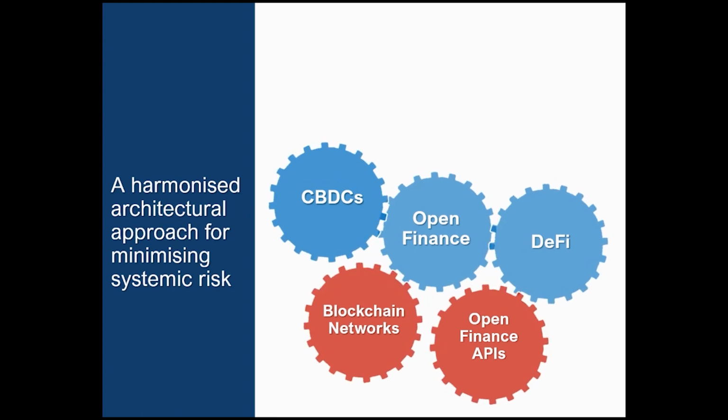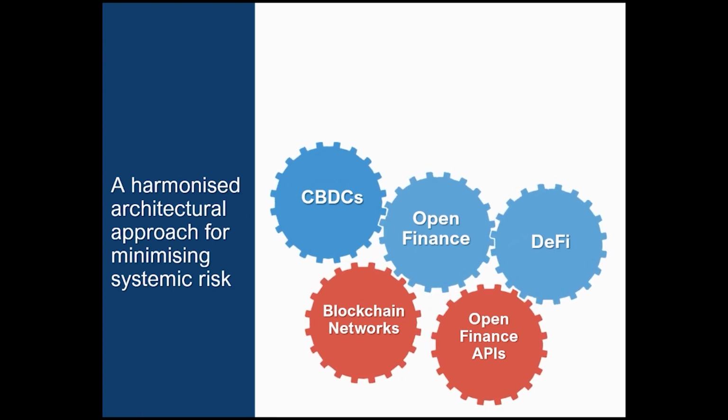So what we're really aiming for is a harmonized architectural approach for minimizing systemic risk. When we look at the incremental rollout of CBDCs, open finance, and DeFi as the regulatory environment becomes clearer, we should be thinking about how we can leverage the potential of blockchain networks as well as open finance APIs to work in cohesion, rather than looking at them as siloed technologies. We know from history that when you don't apply these things in a smart way, you don't reap the benefits. But there's a real opportunity based on proof of concepts and so on that show that there is real value here.